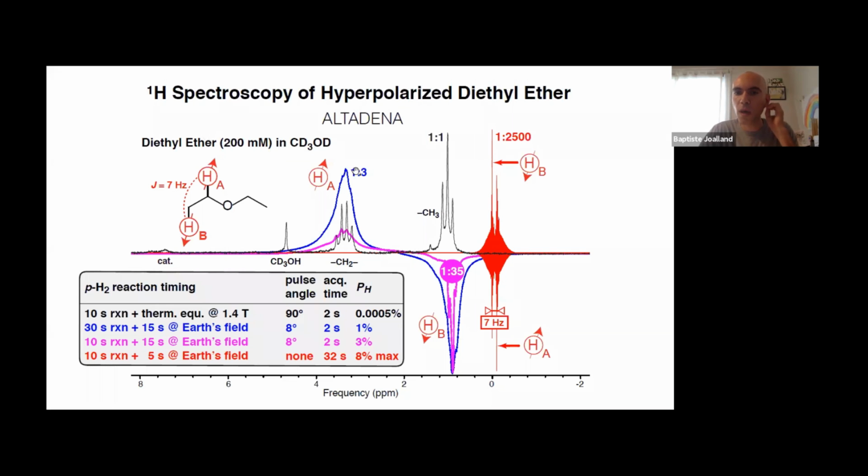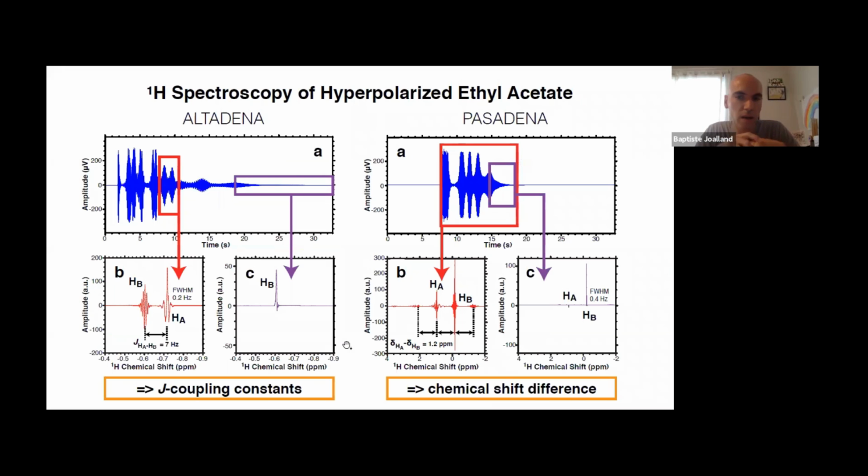Next, please. And behind this are absolutely huge signals which show chaotic features, frequency combs, two-mode Razer, and which die out as single-mode Razers that we can observe in ALTADENA or PASADENA conditions, and that give access to J-coupling constants in the case of ALTADENA, and in the case of PASADENA to a chemical shift difference.